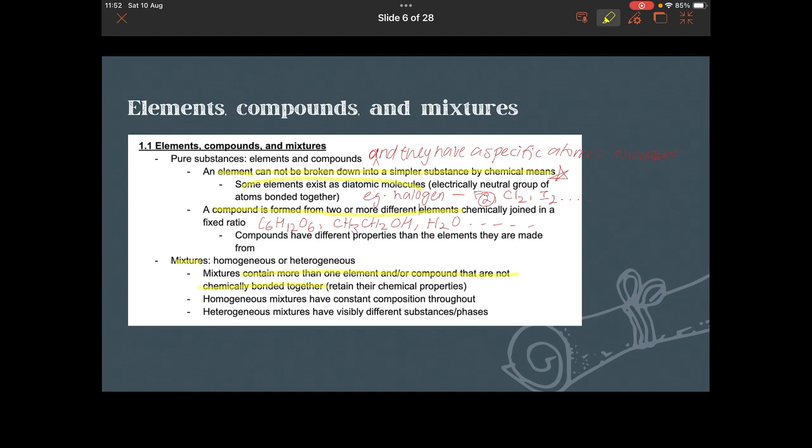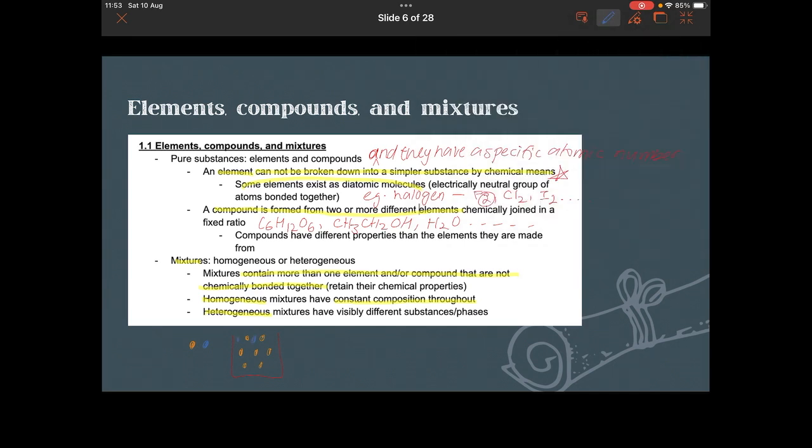So we have two different types of mixtures, homogeneous and heterogeneous. So in a homogeneous mixture, we have constant composition throughout the solution, throughout the mixture. So, for example, if I have this container with my mixture, and if I have compound A and compound B represented by these orange and blue dots, if it was a homogeneous mixture, it might look something like that.